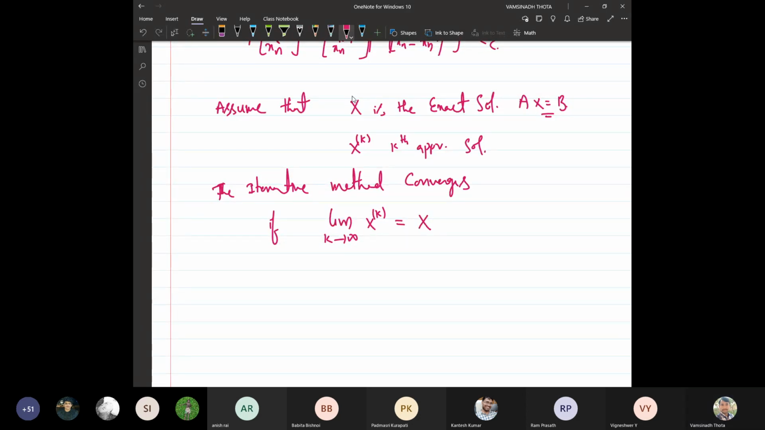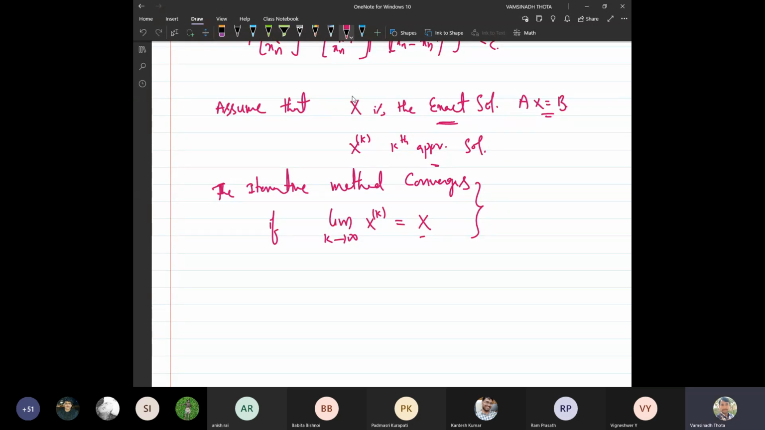Now the problem is that iterative methods are meant for cases where there is a difficulty in finding the exact solution. Where there is a difficulty to find the exact solution, there we find the approximate solution. But when the exact solution is not known, what is the meaning of this? Okay, it is the idea.